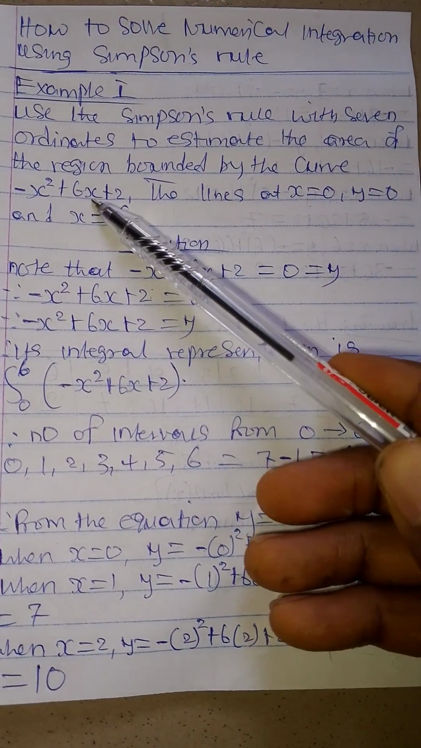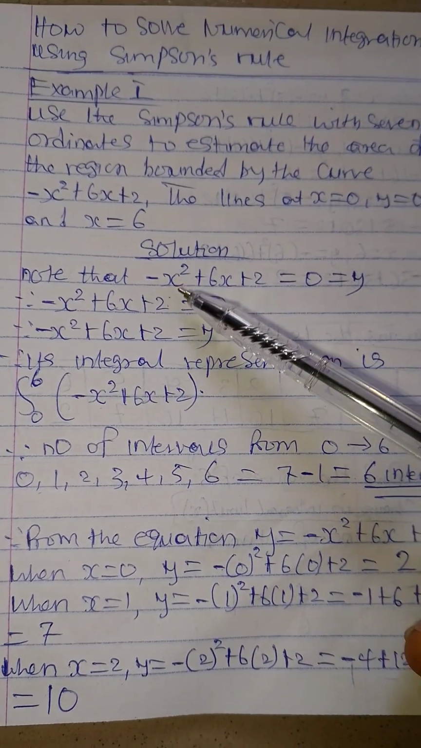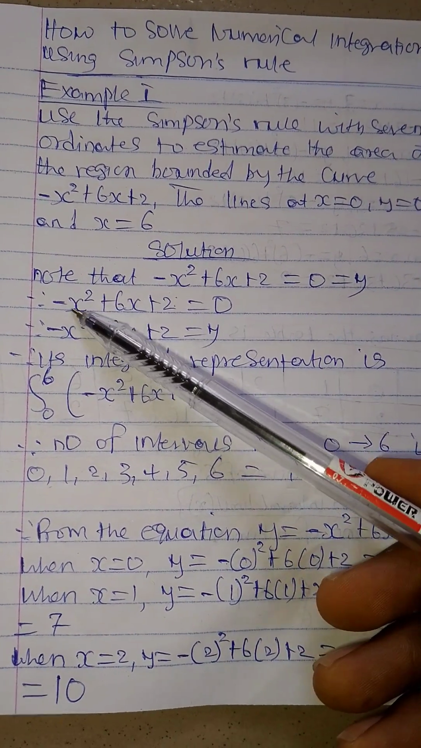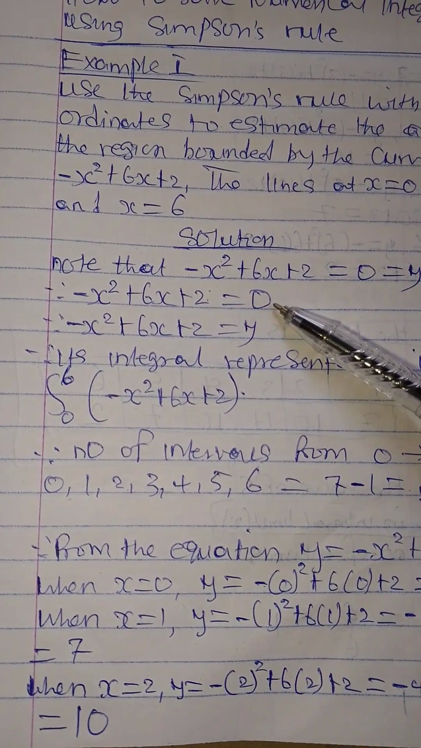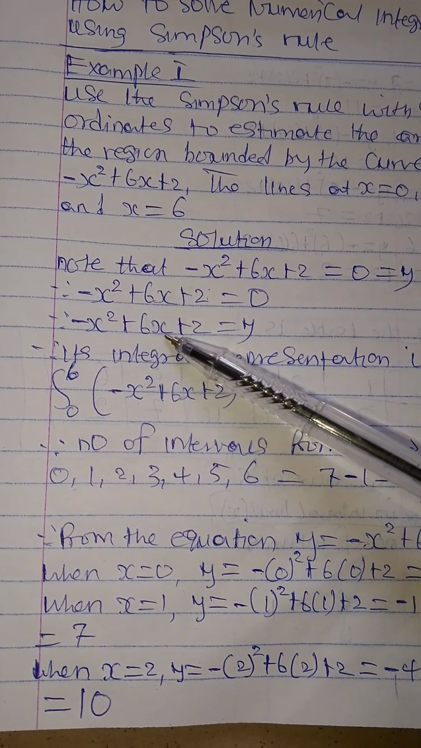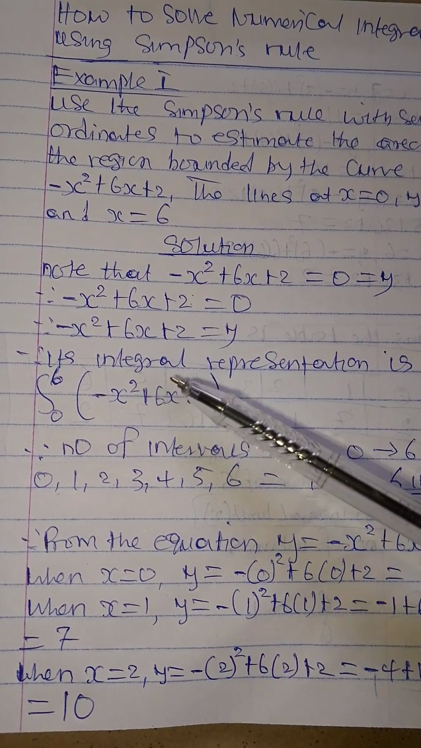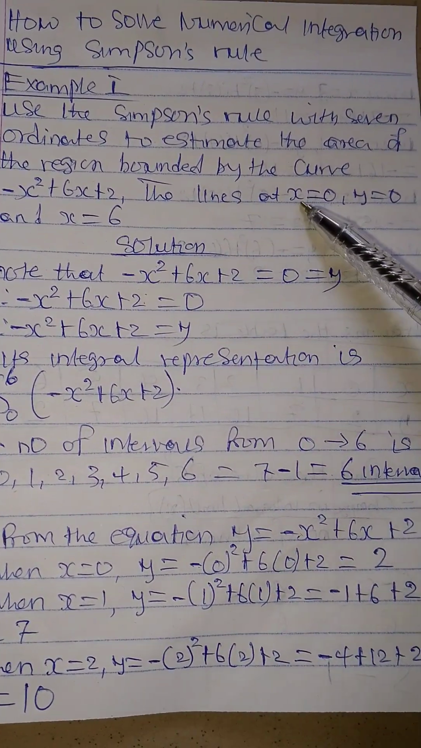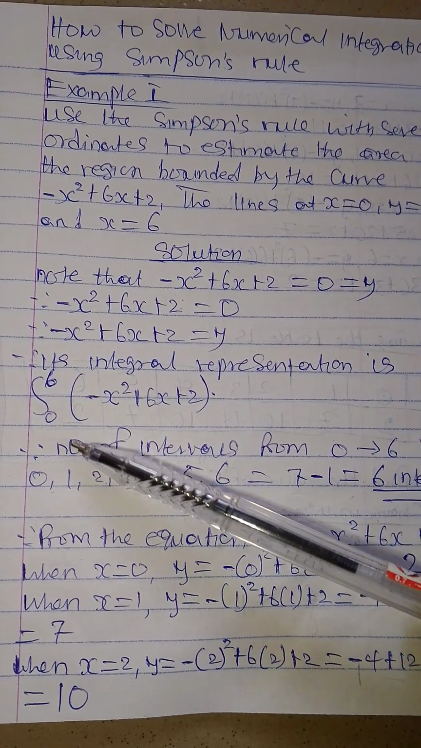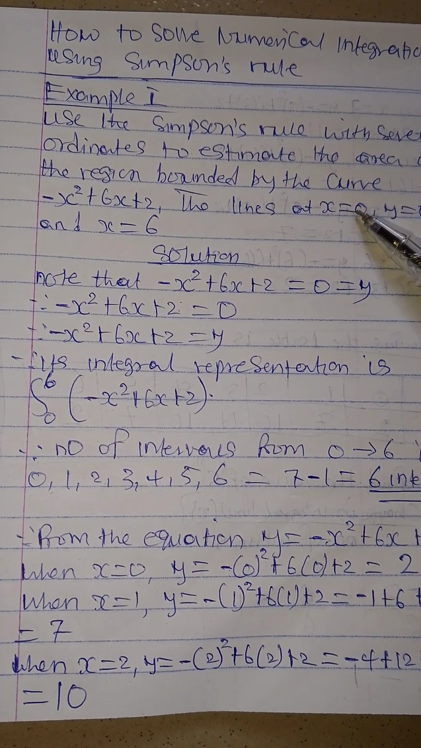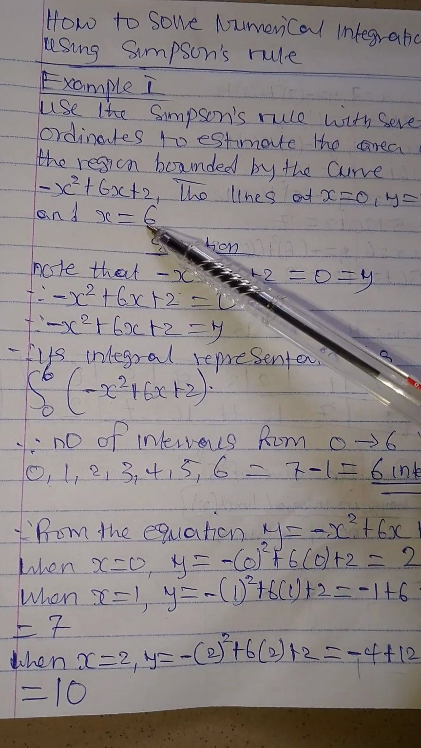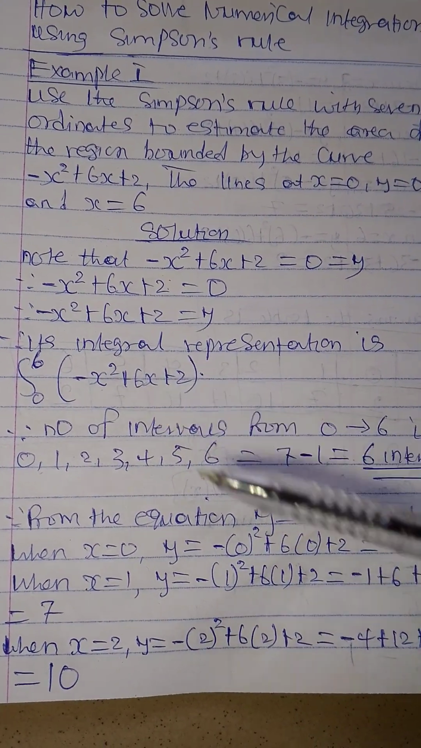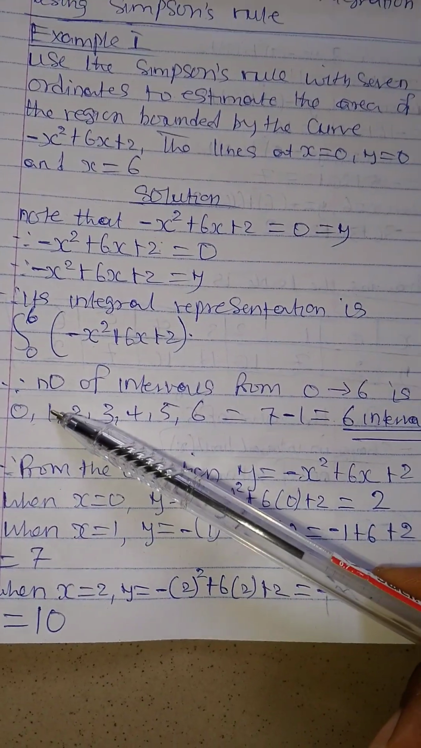Note that this is the equation they gave us. Minus x squared plus 6x plus 2 is equal to y. Therefore its integral representation is the integral from x equal to 0 to x equal to 6. The 0 here is the lower limit of x, and the 6 here is the upper limit of x. That is the integral from 0 to 6. Now write down your equation.